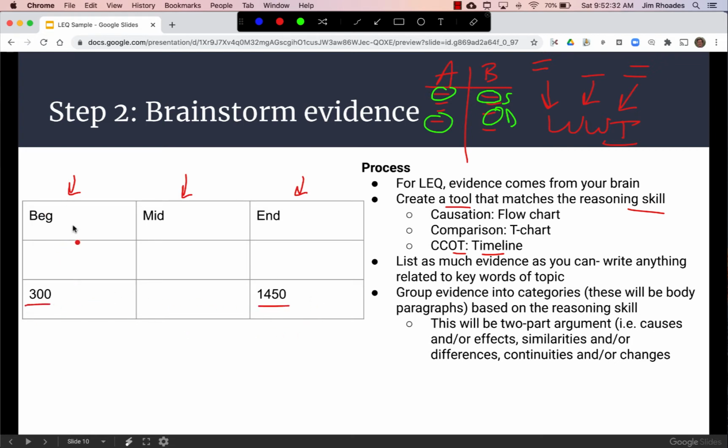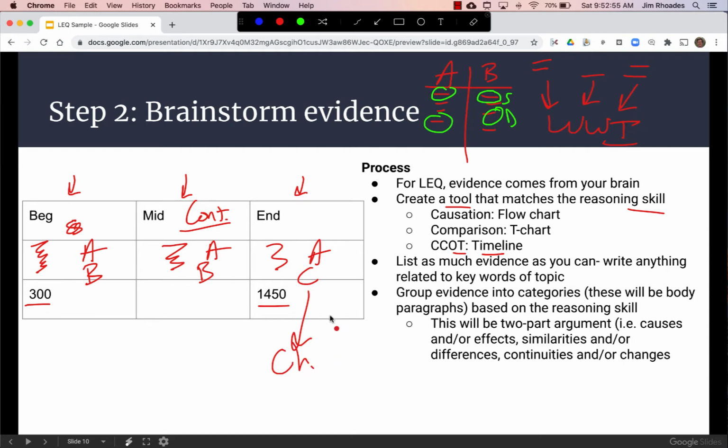And what I'll do is I'll think about my topic and I'll write down everything I know that was going on roughly in the beginning of this time period, sometime in the middle, and sometime at the end, and then I'll be able to look for changes and continuities. So if I see the same thing repeated, then that would be a continuity, right? But if I see something different, then that would be a change.